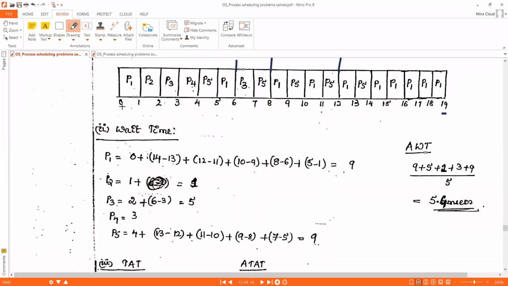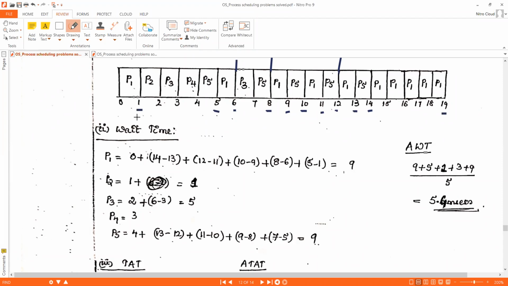So process 1's allotted time is 0 minus arrival 0, so 0 minus 0 is 0, plus process 1's last allotted time, 14 milliseconds, minus its previous preempted time, 13 milliseconds. 14 minus 13 plus 12 minus 11 plus 10 minus 9 plus 8 minus 6 plus 5 minus 1 is the total waiting time of process P1. We will get 9 milliseconds.